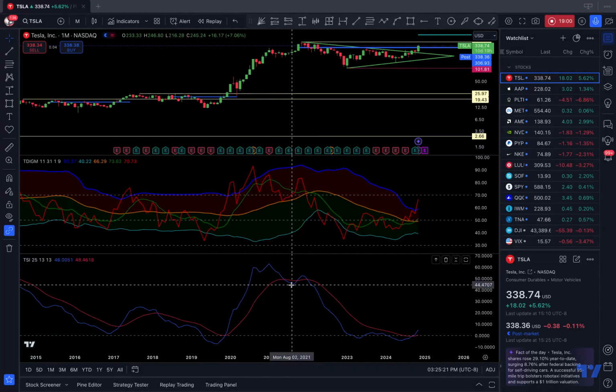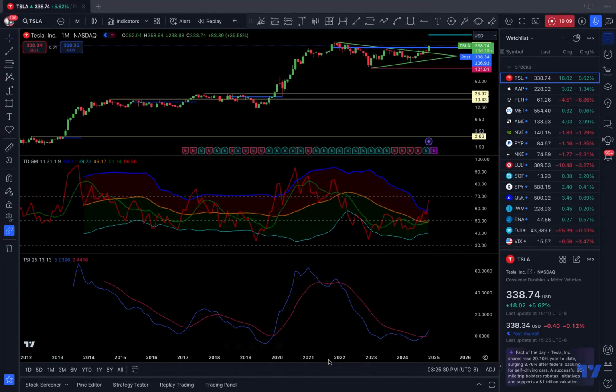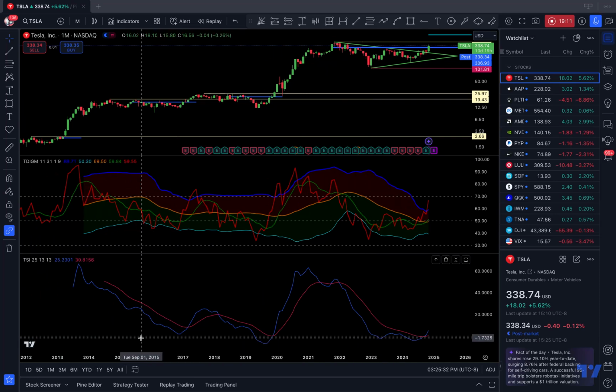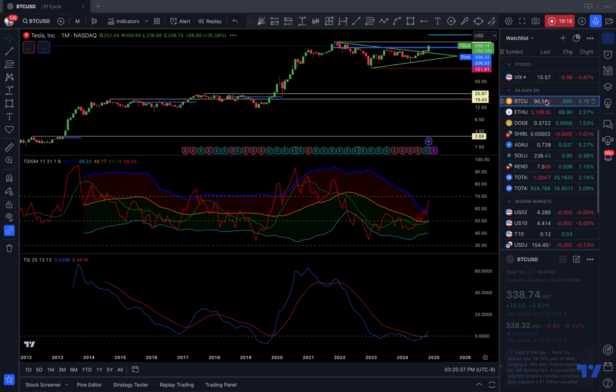When the blue line crosses down below the pink, that's essentially the bad signal: take some profits here on options and get ready to start buying shares. And the best time to buy shares, according to the True Strength Index, is when you're approximately below this level, about 4, for example, on Tesla.